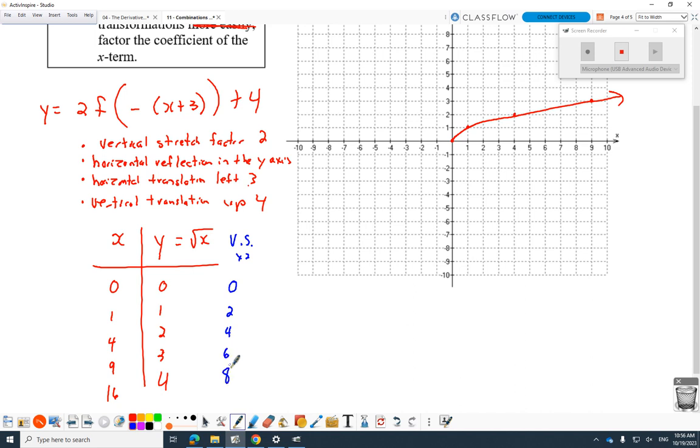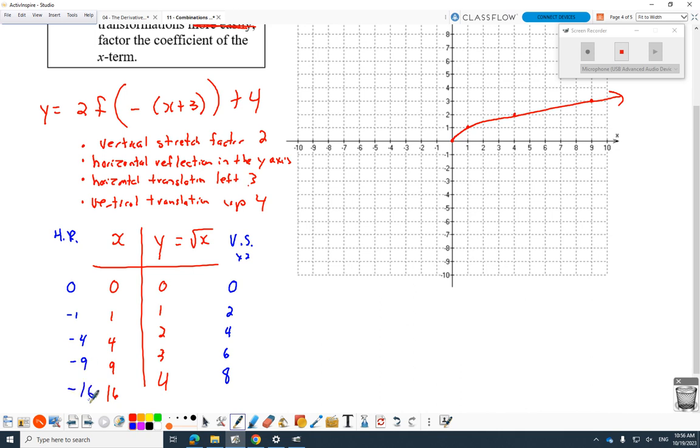It's probably going well for you. Oh no, you're on blank spaces too, right? So just be a little careful to keep them lined up. Horizontal reflection in the y-axis. If I'm reflecting in the y-axis, which values am I reversing the sign on? The x's. So over here is the horizontal reflection. 0, -1, -4, -9, -16.